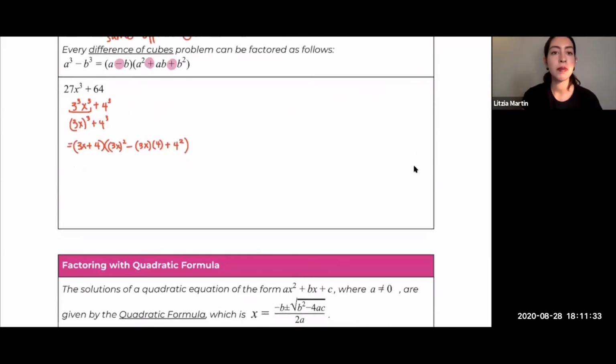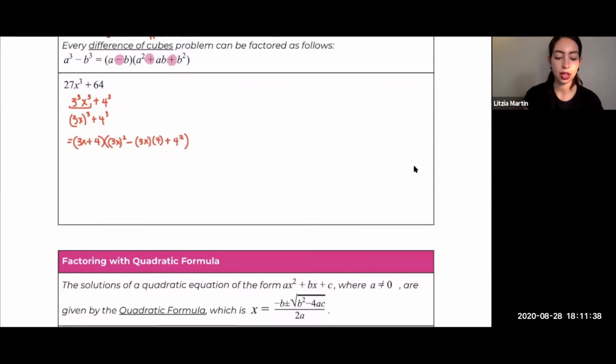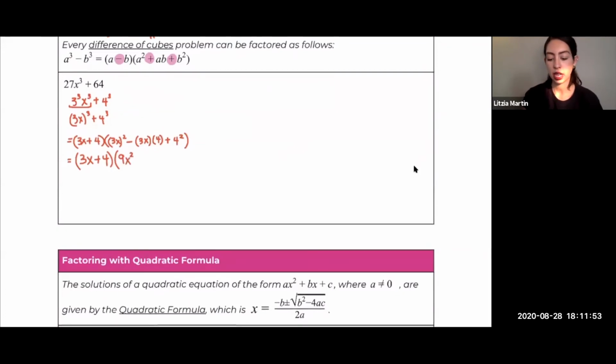And it may look pretty long. All we have to do next is simplify where we can. So the 3x plus 4 will stay 3x plus 4. 3x squared, I can square the 3 and keep that x squared. Minus 3x times 4, that will give us minus 12x. And 4 squared is 16.